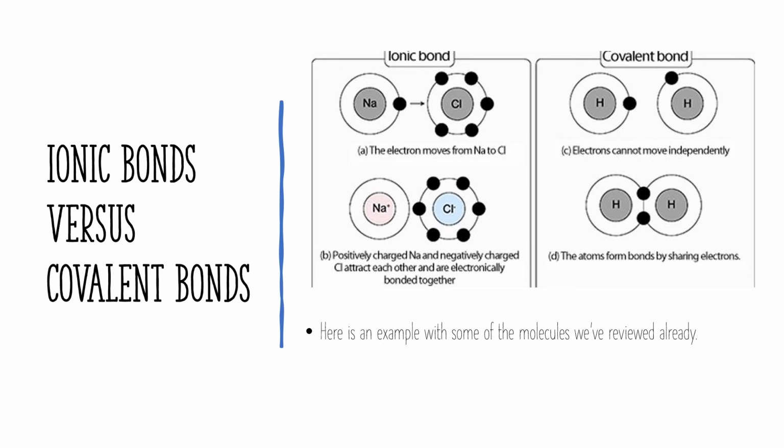Here is an example with some of the molecules we've reviewed already. Let us first look at the ionic bond of sodium chloride. The electron moves from sodium to chlorine. The positively charged sodium and negatively charged chlorine attract each other and are electronically bonded together.